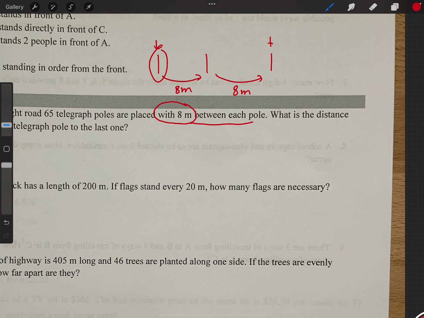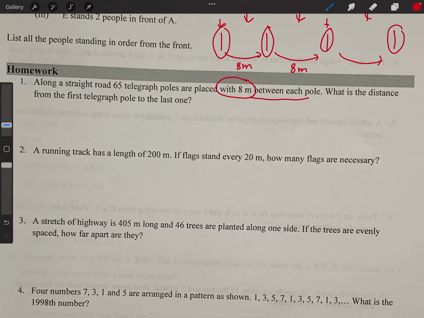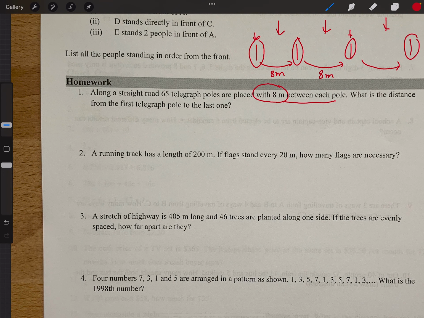Now, if you have 3 telegraph poles, how many gaps do you have? You only have 2 gaps. What if you have 4 telegraph poles? How many gaps do you have? 3 gaps. So if we look at the pattern, we can tell that the number of gaps is 1 less than the telegraph poles. So the number of telegraph poles minus 1 is the number of gaps. If there are 65 telegraph poles, there are going to be 64 gaps.